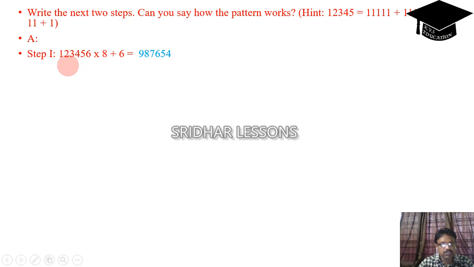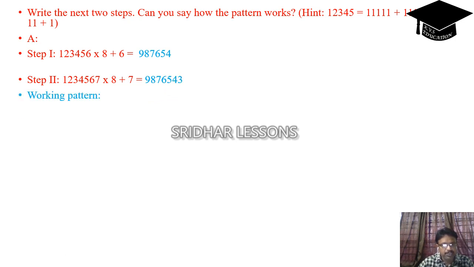Step 1. 123456 into 8 plus 6. The value is 987654. Step 2. 7 is added here, and 3 is added here. Observe 123456. It is 1234567, multiplied with 8, added with 6, and here added with 7. Here it is 987654. One more number is added, 9876543.